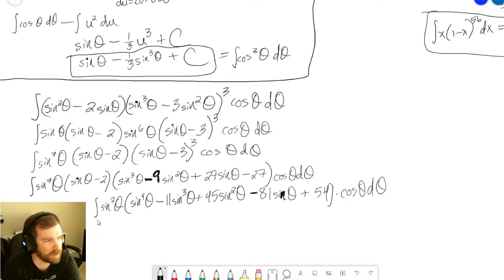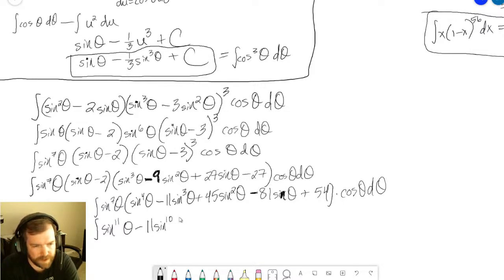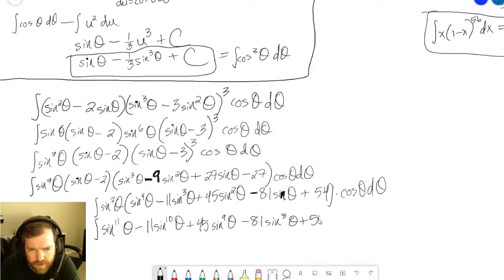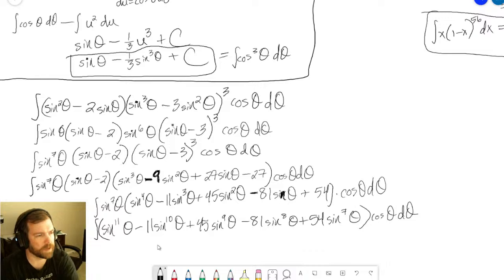Here, raised to the 7th power, or sine to the 7th power, is going to get us sine raised to the 11th power of theta minus 11 sine to the 10th of theta plus 45 sine to the 9th of theta minus 81 sine to the 8th of theta plus 54 sine to the 7th of theta, all times cosine theta d theta. This just means that this is going to be yet another polynomial.